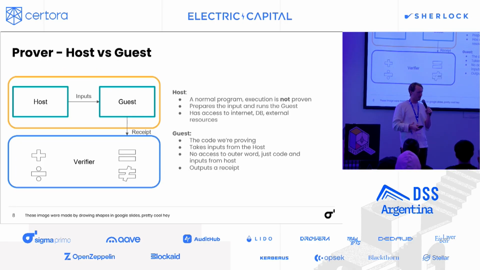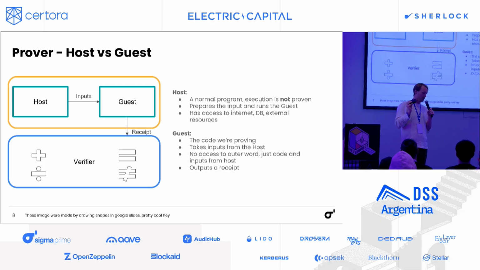Cool. So let's look at this nice, pretty diagram. Host and guest, they're inside the prover in yellow, and then we've got the verifier in blue that does the maths. The host is a normal program. It has access to the internet, it has access to your database, the real world, whatever you want it to do. It's just a regular old program, and it can call the guest. The main function of the host is to prepare all of the variables that need to be given to the guest. And then the guest is the code that actually gets proven.